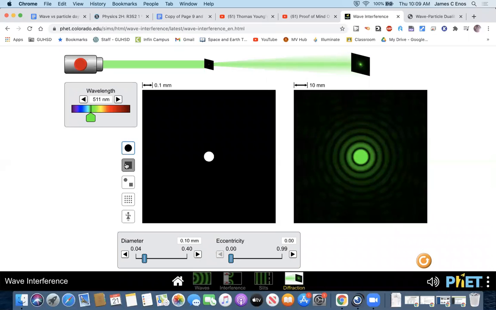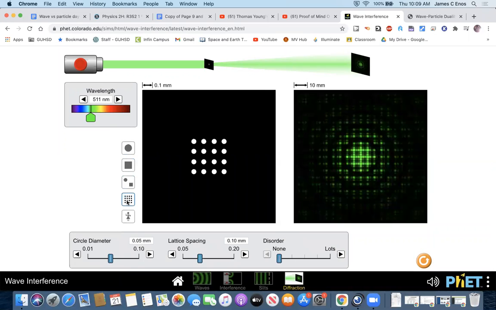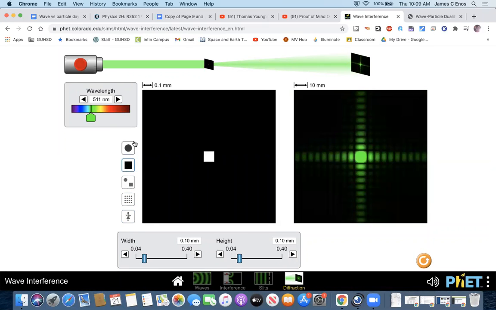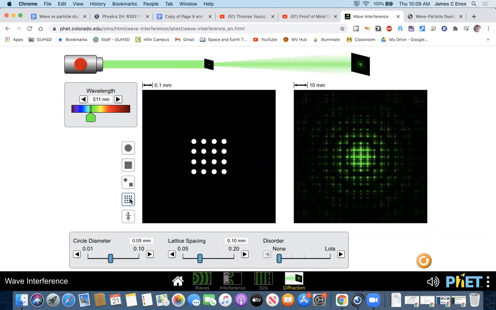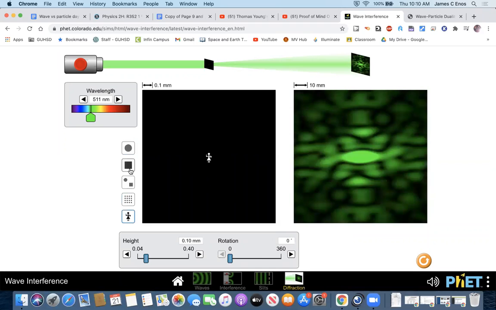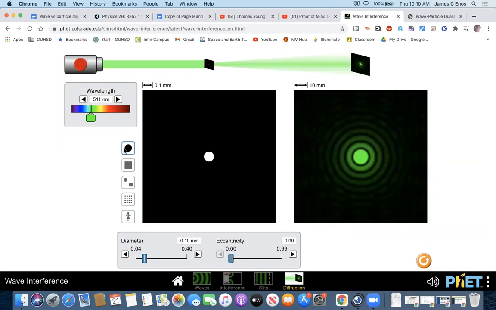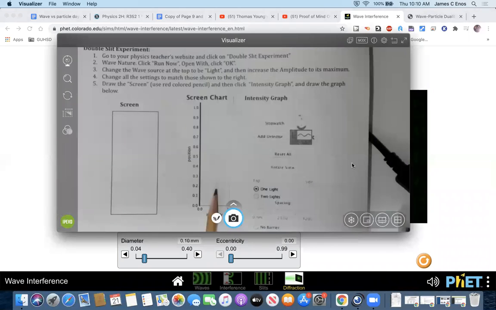What I want you to try to do is try to draw the diffraction pattern that happens as a result from this image. So you can change the image that you want to draw. And then draw the interference pattern as a result. And you're going to be putting that down here onto this bottom part.